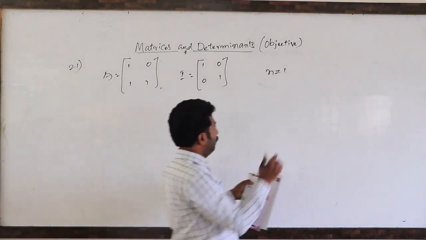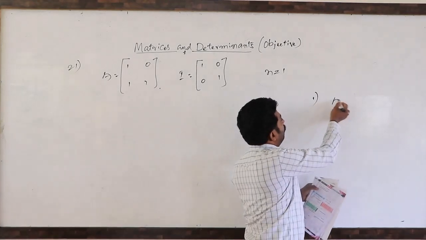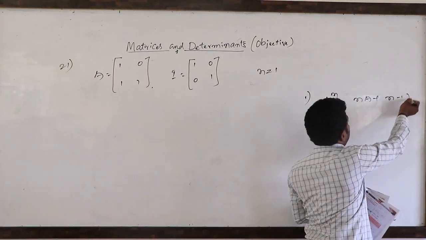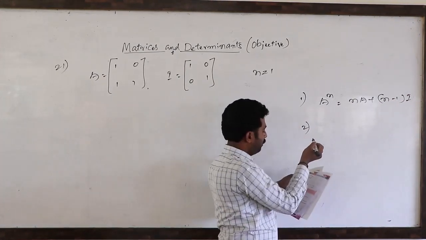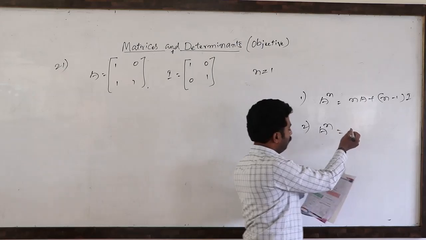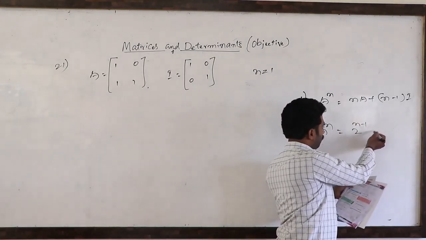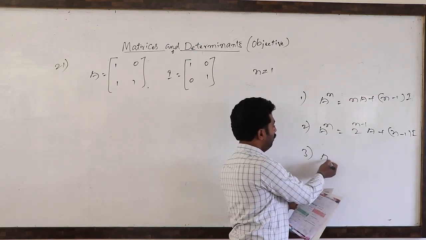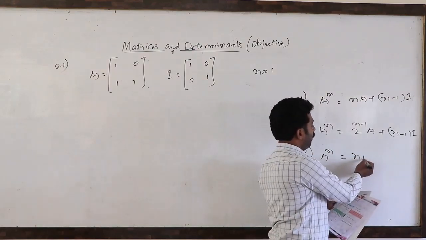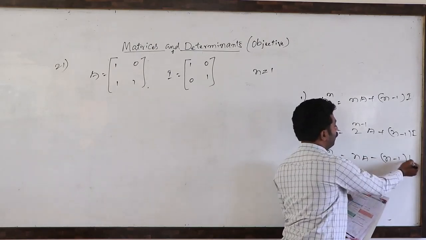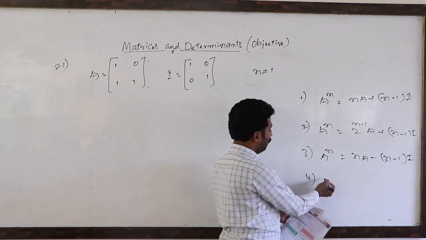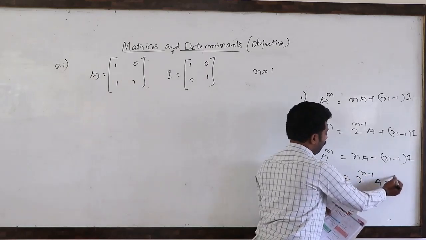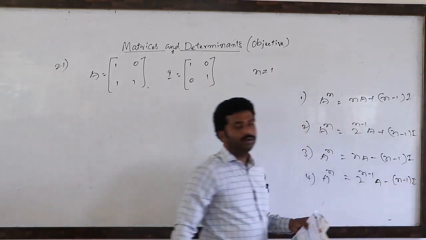Observe the options. First option, A to the power n equals nA plus n minus 1 into I. Second option, A to the power n equals 2 to the power n minus 1 into A plus n minus 1 into I. Third option, A to the power n equals nA plus minus n minus 1 into I. Fourth option, A to the power n equals 2 to the power n minus 1 A minus n minus 1 into the identity matrix.